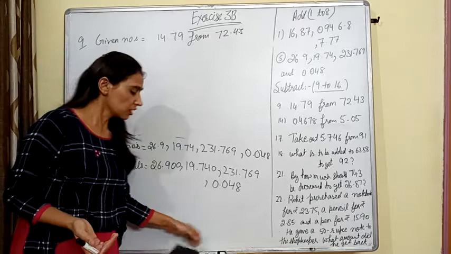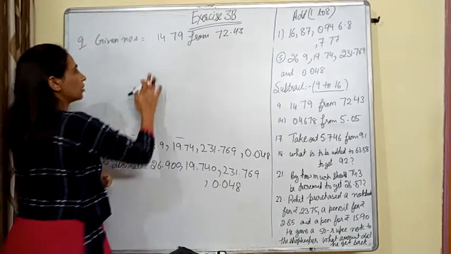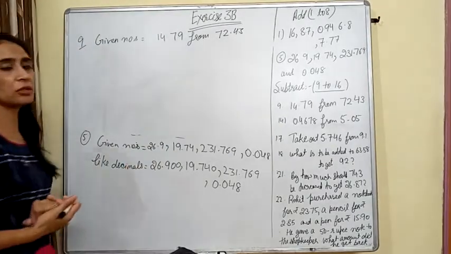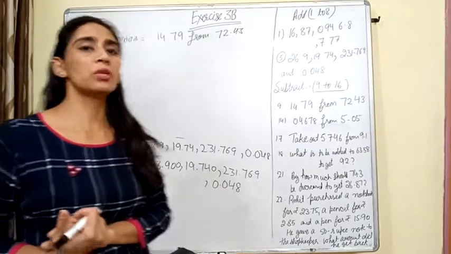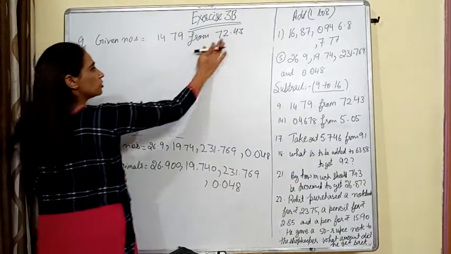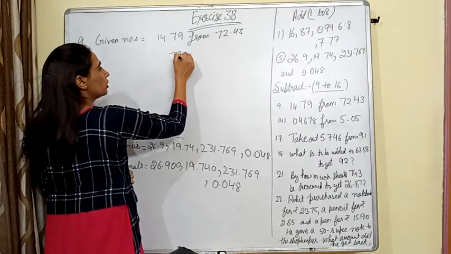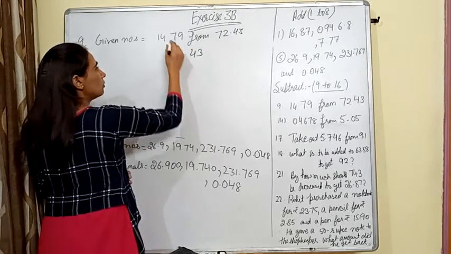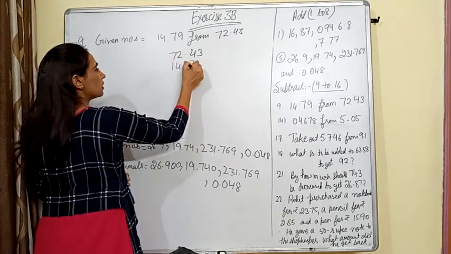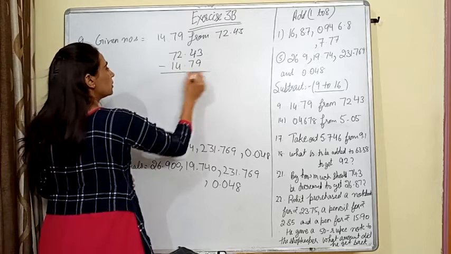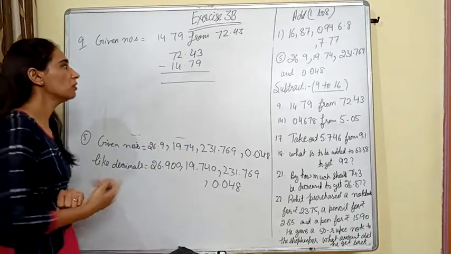These are the given numbers, so we will do subtraction here. In subtraction, subtract the smaller number from the greater one. So this number will come first, 72.43. We have to subtract 14.79 from it, a simple subtraction you have to do here.